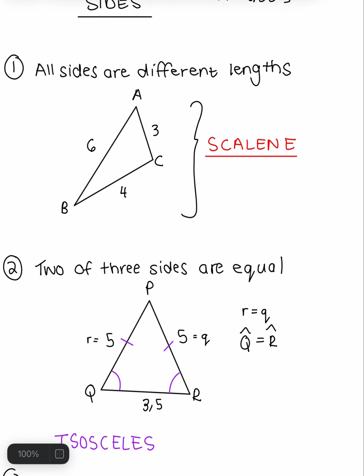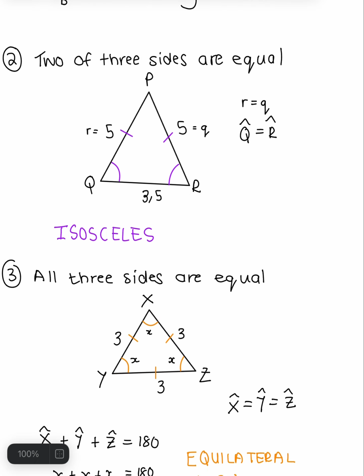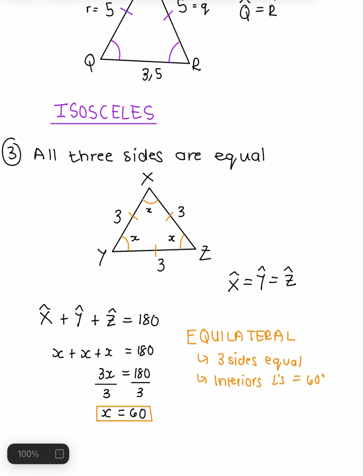We have a scalene triangle where all the lengths of the sides are different. We then have an isosceles triangle where two of the three sides are equal in length and the corresponding angles are therefore equal as well. And lastly, we have our equilateral triangle where all three sides are equal and each interior angle is equal to 60 degrees. And that's where we'll wrap it up for this video.